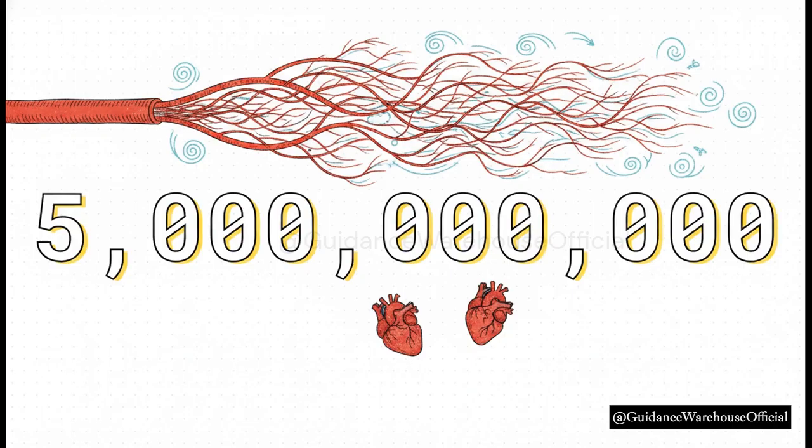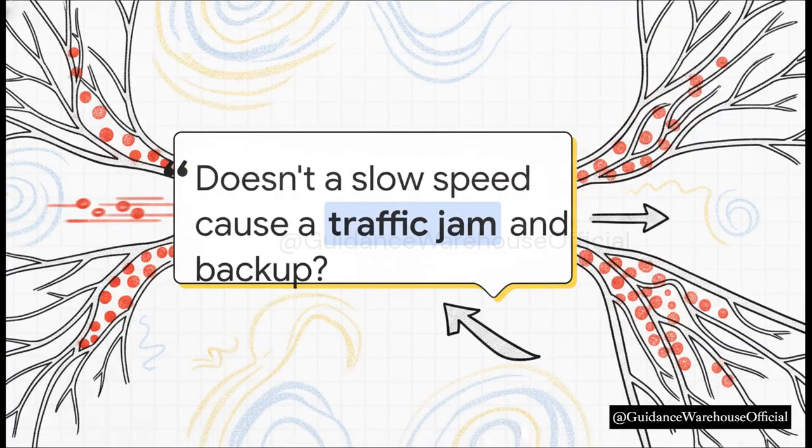To handle the flow from the aorta, your body doesn't just have 1 or 2 microscopic capillaries. It branches into approximately 5 billion of them. Because there are 5 billion, the total combined cross-sectional area of all those capillaries is actually massively larger than the aorta.